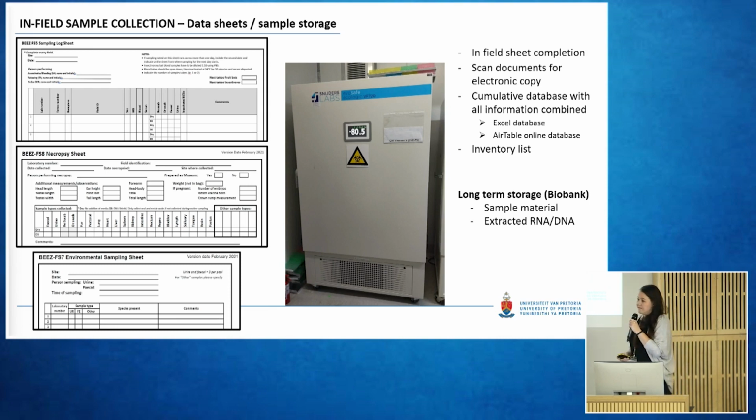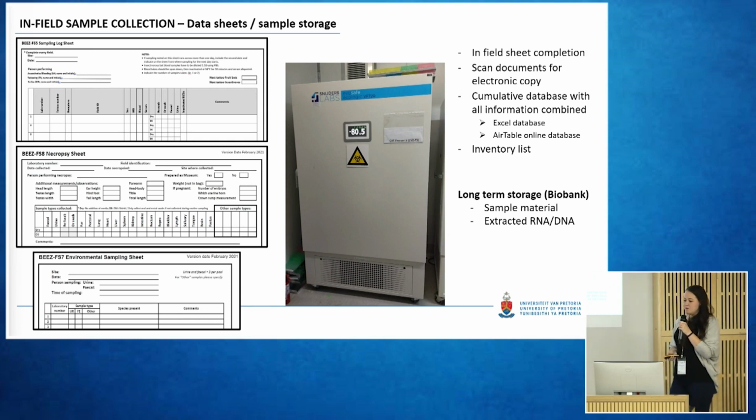So we would complete this in the field, and then we would scan this to make sure that we have electronic copies if anything should happen to the originals. And we would also enter the data into a cumulative database. You can either use Excel, or there are a lot of online programs that are available. As Kendra pointed out yesterday, she also mentioned Airtable, which can be used. If I recall correctly, I think it's free for smaller databases, but as soon as you go over, I think, 55,000 records, you will have to then pay for a subscription.